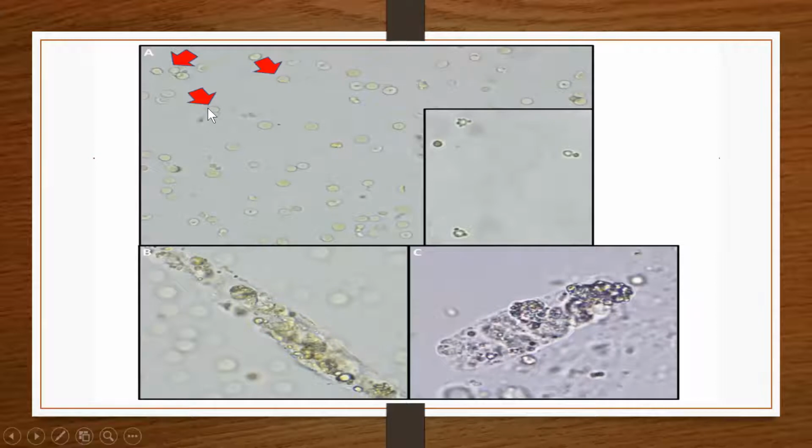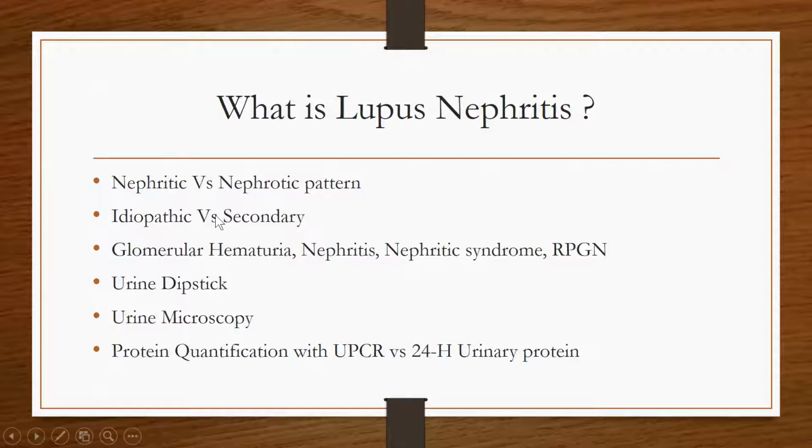So these are the acanthocytes, dysmorphic RBCs, and this is an RBC cast, which you must have whenever you have nephritis, because that means you have proteinuria along with hematuria, which is of glomerular origin. So if I have to define nephritis, I would say it's a glomerular hematuria with proteinuria of variable degree. It could be nephrotic or mostly subnephrotic range.